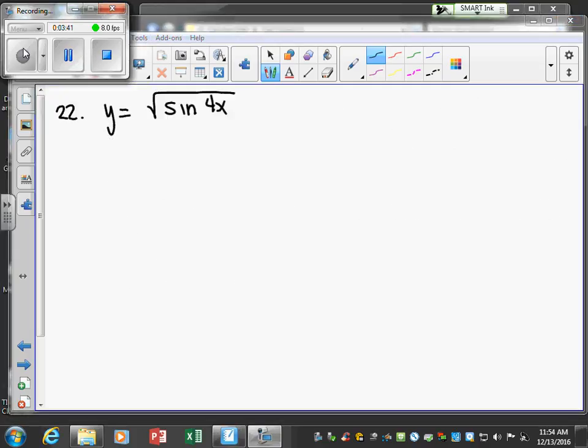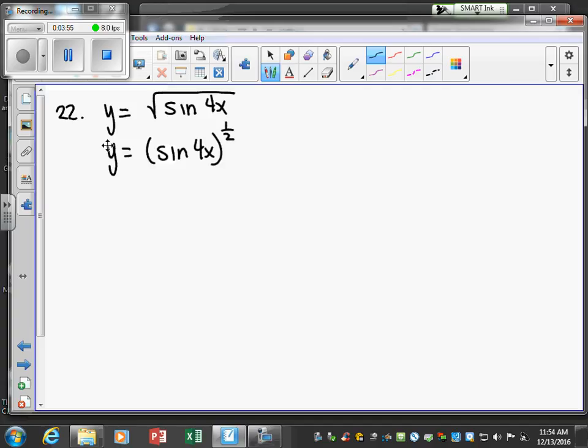y equals the square root of the sine of 4x. Algebraically, you would suggest that I what? Rewrite this. So first step, let's just rewrite this as sine of 4x to the 1/2 power. Okay, we have power rule here, and we have chain rule inside of there. So y prime is going to be 1/2 sine of 4x to the 1/2 minus 1, which is going to be what? The negative 1/2 power times the derivative of what's in the parentheses, so sine of 4x.